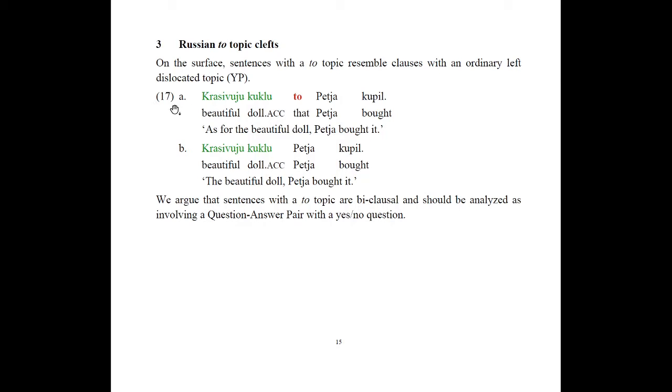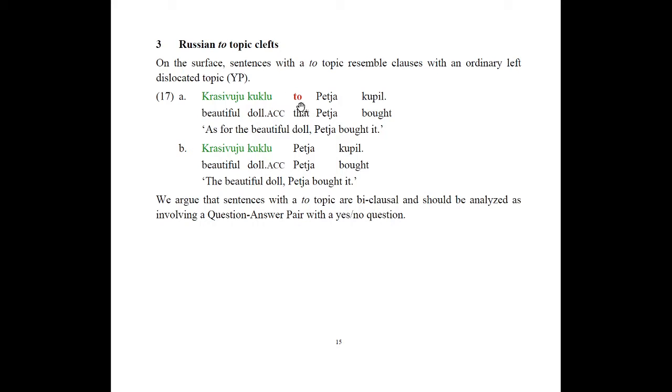On the surface, sentences with a tautotopic resemble clauses with an ordinary left-dislocated topic. So topics are color-coded in green, and they are denoted as YP. So here you can see, so we have the topic first, then we have the to particle or the to demonstrative immediately following it.